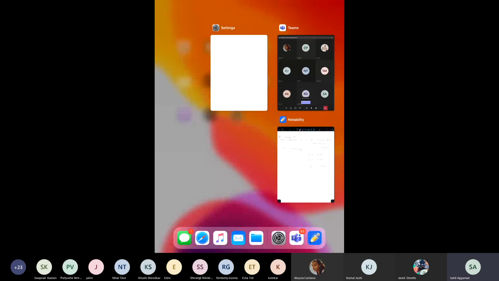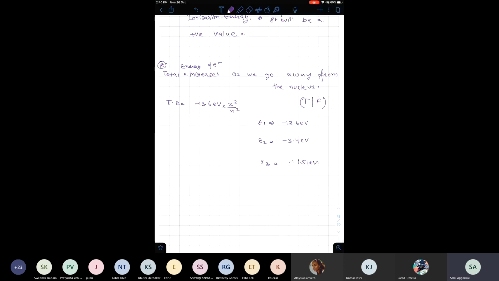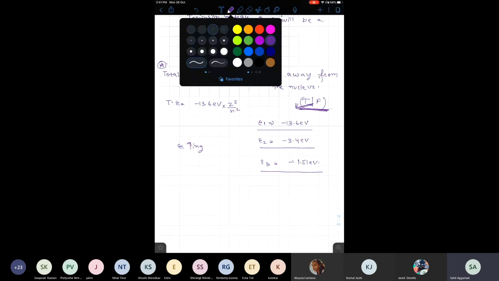Total energy of electron increases as we go away from the nucleus. True or false? E1 is minus 13.6 electron volt, E2 is minus 3.4 electron volt, E3 is minus 1.51 electron volt. Matlab energy is increasing. It is a true statement.